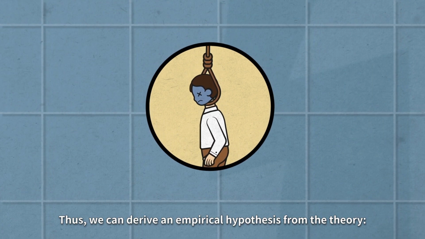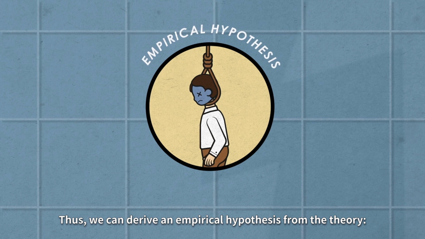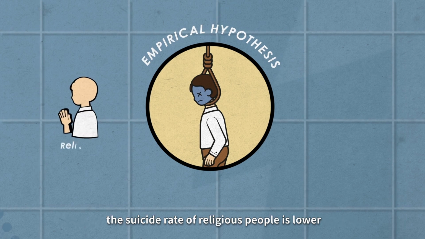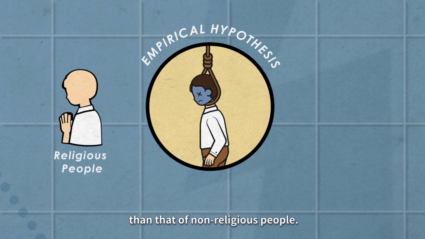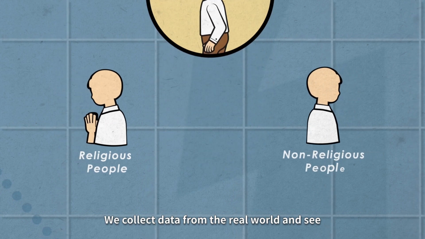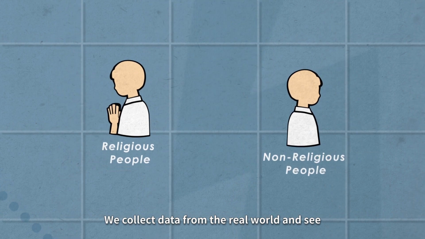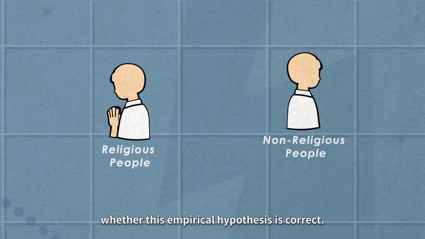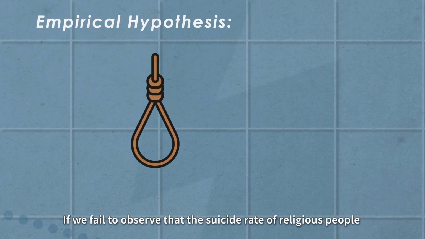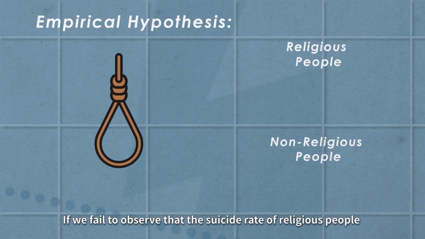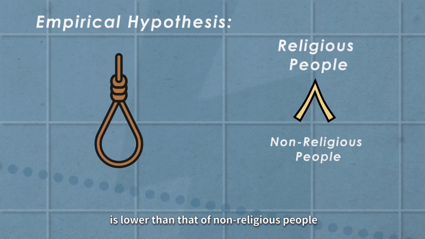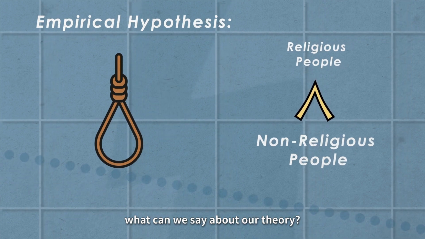Thus, we can derive an empirical hypothesis from the theory. The suicide rate of religious people is lower than that of non-religious people. We collect data from the real world and see whether this empirical hypothesis is correct. If we fail to observe that the suicide rate of religious people is lower than that of non-religious people, what can we say about our theory?